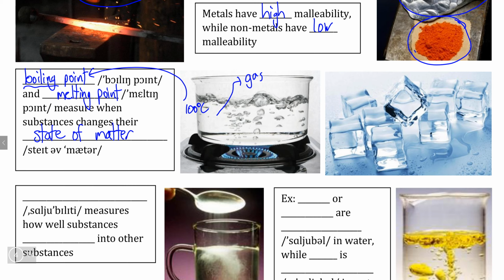And melting point is the same idea, only we're turning it from a solid into a liquid, and the temperature, 0 degrees Celsius, is different than the boiling point.